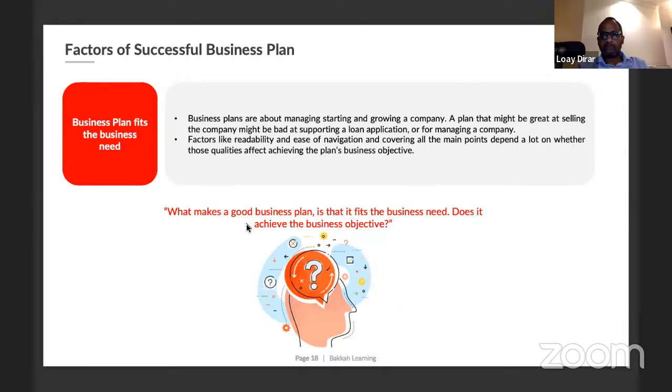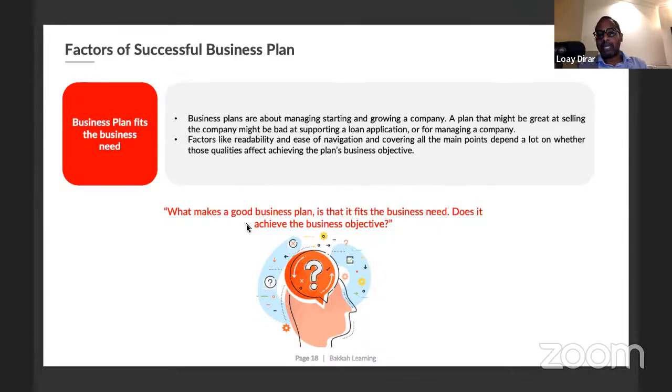So a plan that might be great at selling the company might be bad at supporting a loan application or managing a company. As I mentioned earlier, there are many forms of business plans. Some can be used for starting up a business, some for operating a business, some to partner with another company, and others for merging or acquiring other companies. So you need to be careful about which kind of business plan you want to come up with, because each one of them has its different taste.